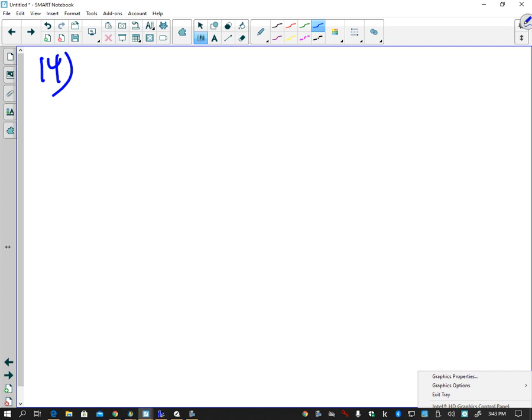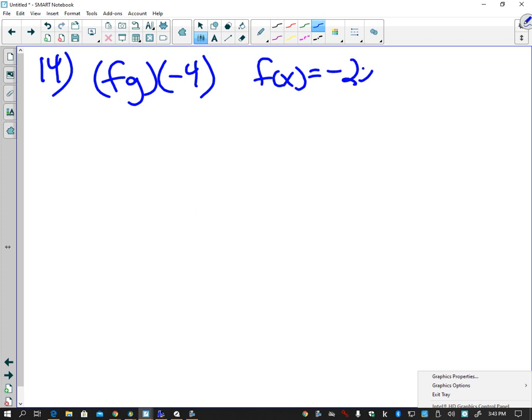Okay, we're going to do something along the lines of f of g of negative 4, provided that f of x is equal to, let's say, negative 2x plus 8, and g of x is equal to, we'll say, 2x plus 7.